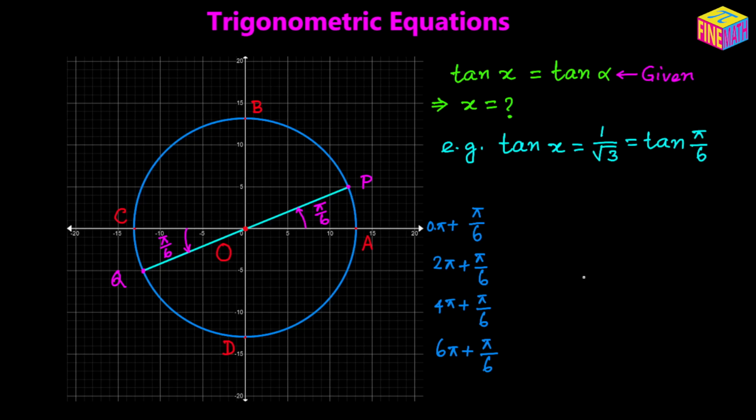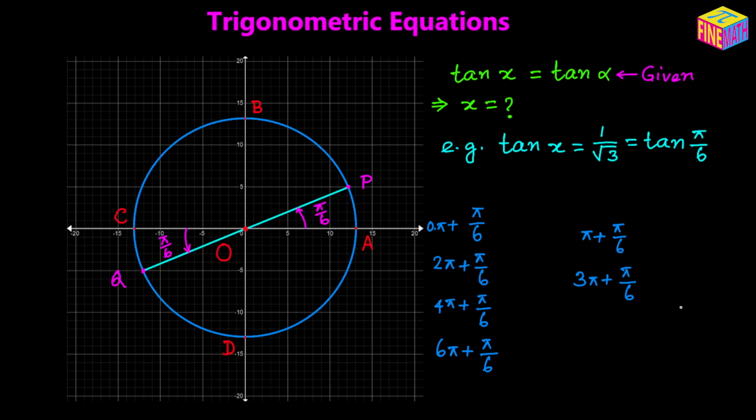Now let's try to rotate OQ in the counterclockwise direction. So currently OQ is making an angle of pi plus pi over 6 with the positive direction of x-axis. So let me make a note of that. Now if we rotate OQ one full circle in the counterclockwise direction, it will render an angle which will be 2 pi plus this original angle. So that would be actually 3 pi plus pi over 6.